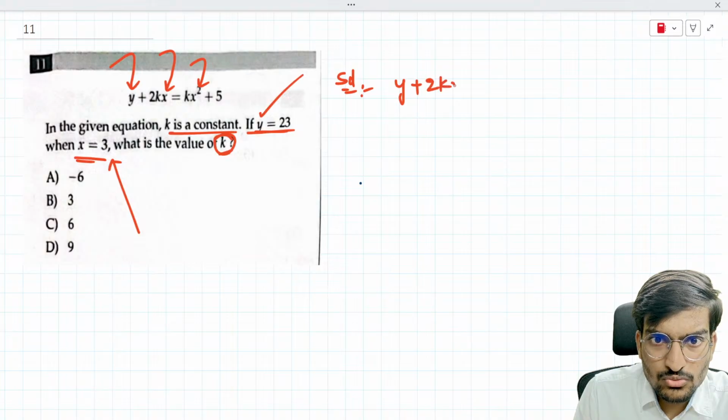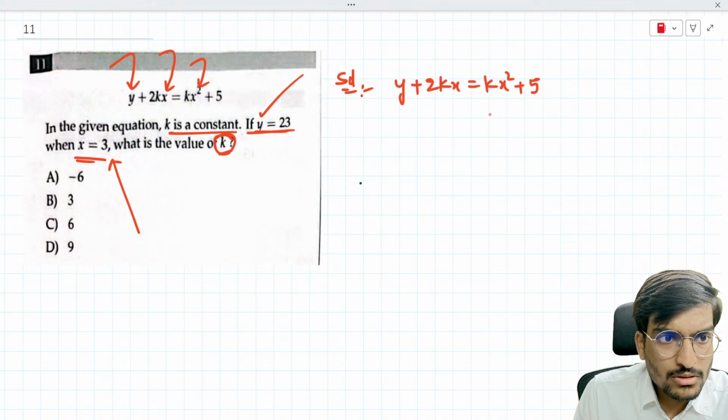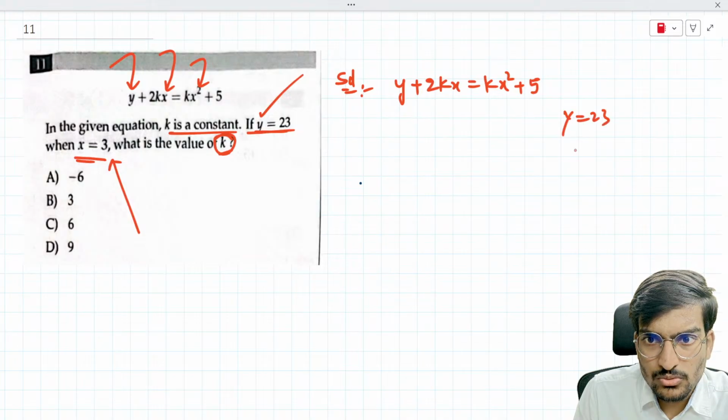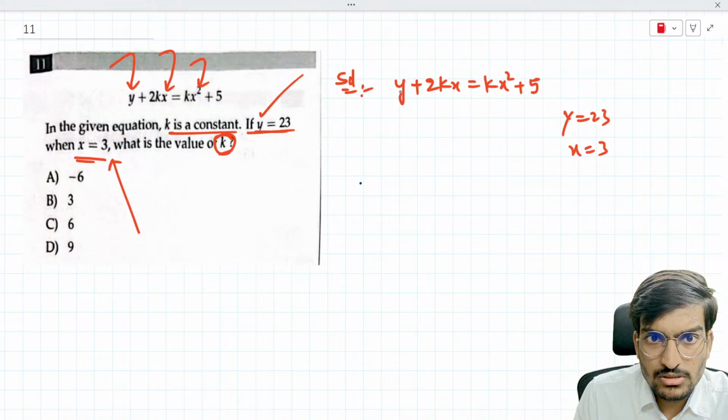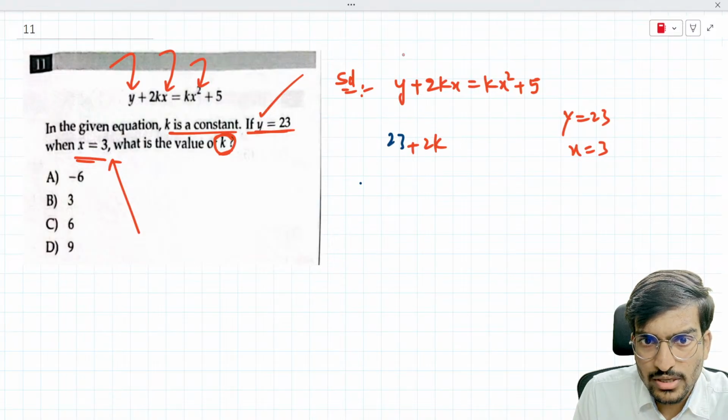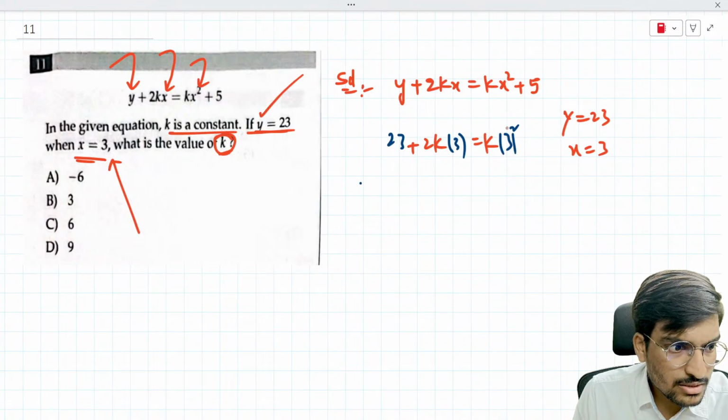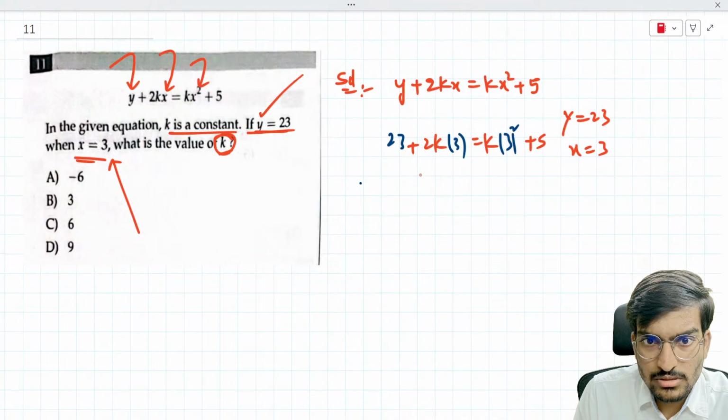y plus 2kx equals kx square plus 5. So y equals 23, x equals 3. I can see one answer is negative 6 or 6. Okay, positive 6. Let me see, on substituting 23 plus 2k, and the x value is going to be 3, that equals k, x value 3 square, and then the rest same. Both of you say 6, let me check.